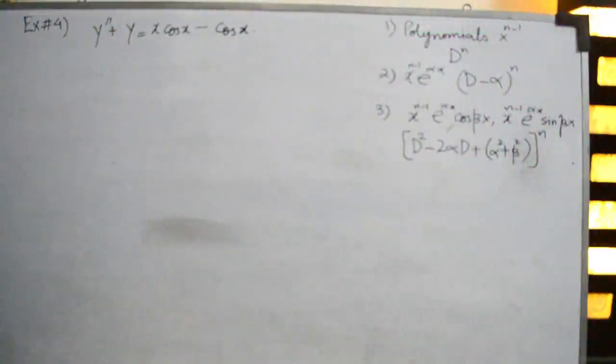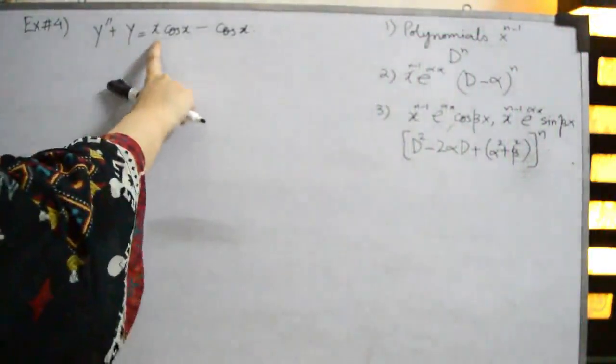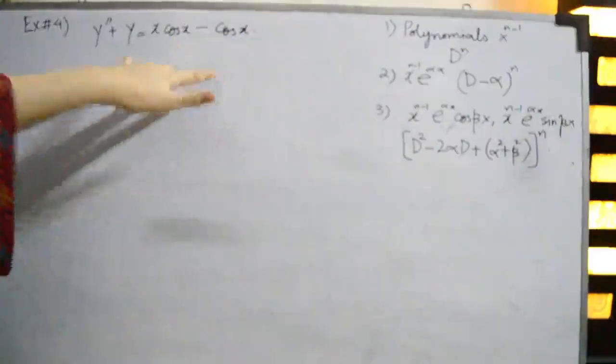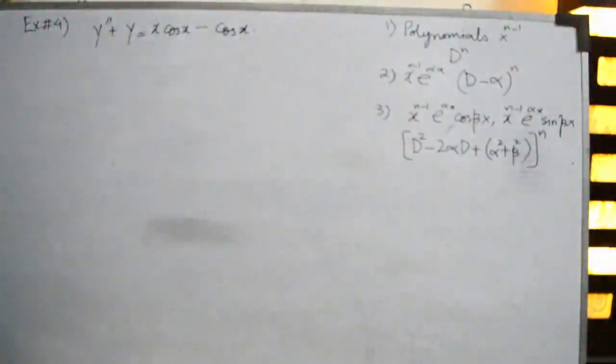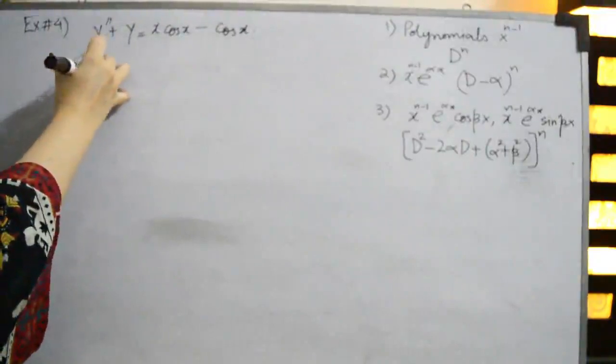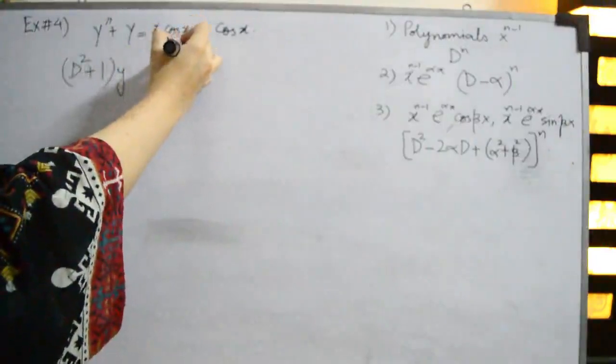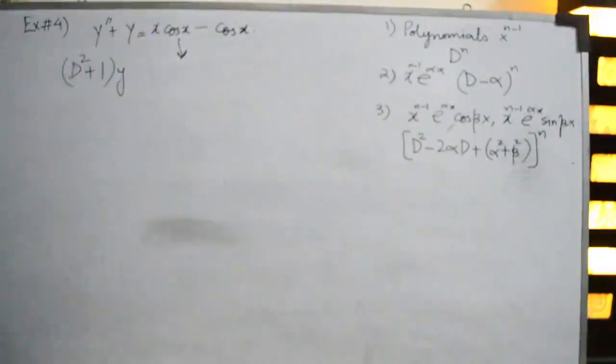Here is example number 4: y double dash plus y equals x cos x minus cos x. There are two different types of cos functions, because of the multiplication by x. For the complementary solution, the annihilator part is D square plus 1 into y, and for that I have to select n and beta, because I cannot see any alpha, as there is no exponential e to the power alpha x term.